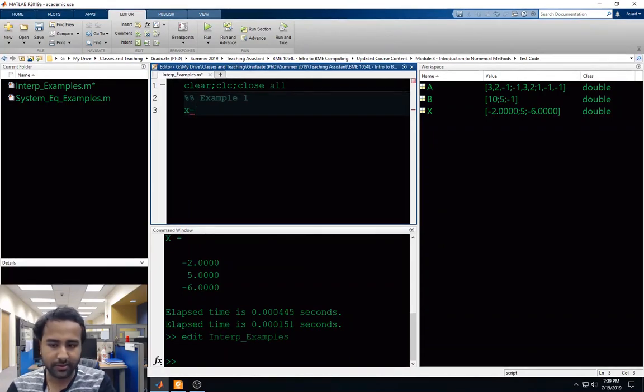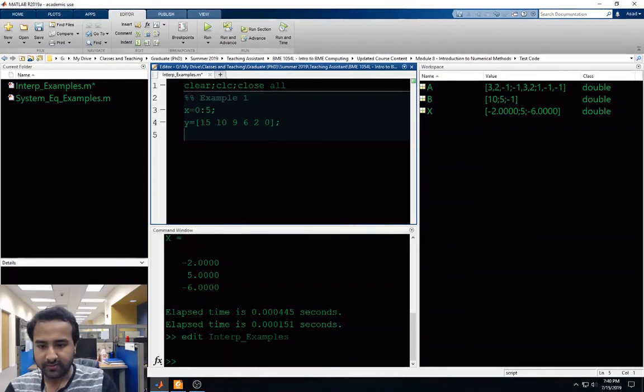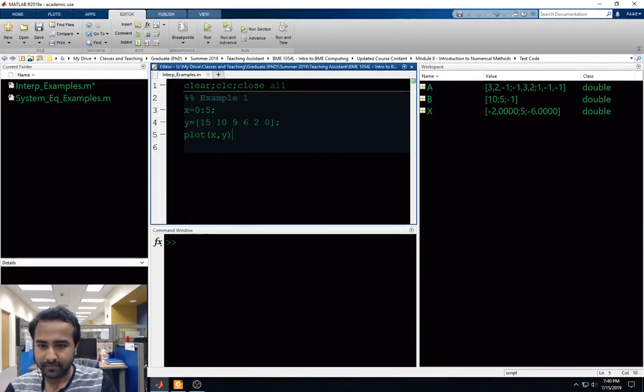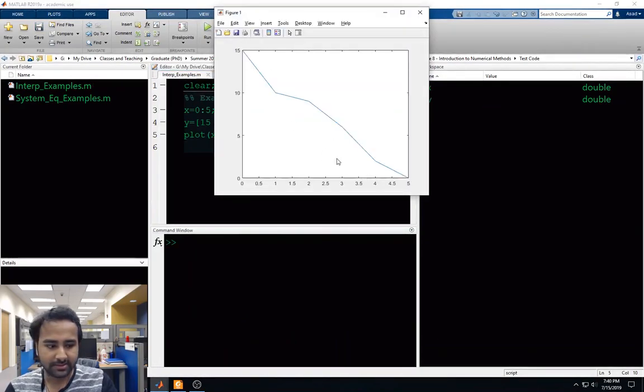So it looks like it's 0 to 5. So 0 to 5, and our y's are 15, 10, 9, 6, 2, and 0. Okay. So let's just quickly plot this, just to see where it is. Alright, so it's a line that goes like this.